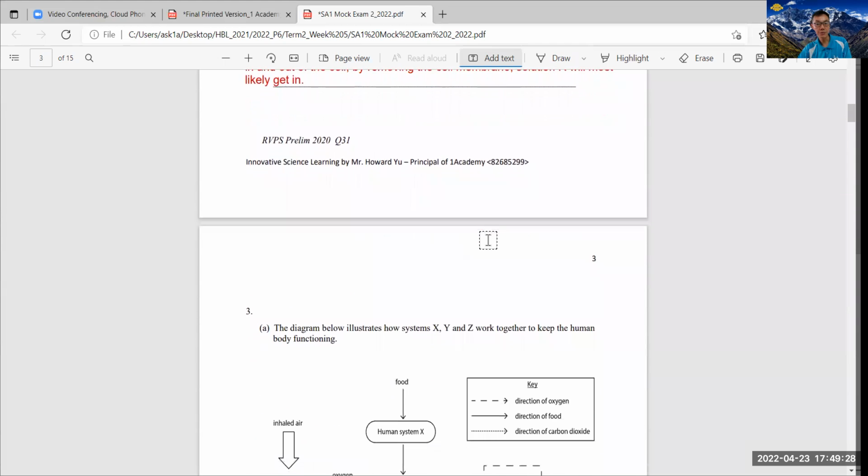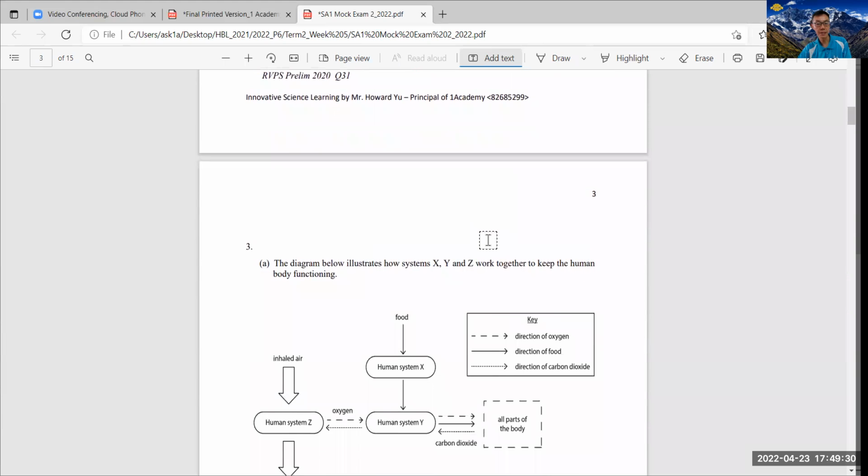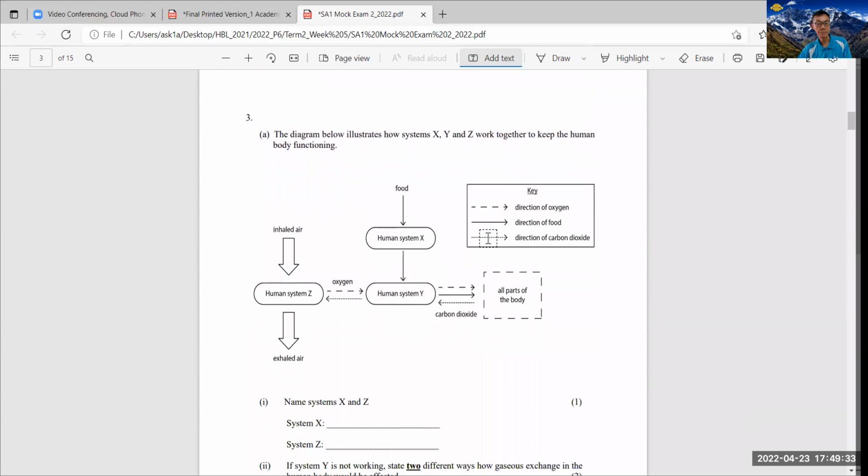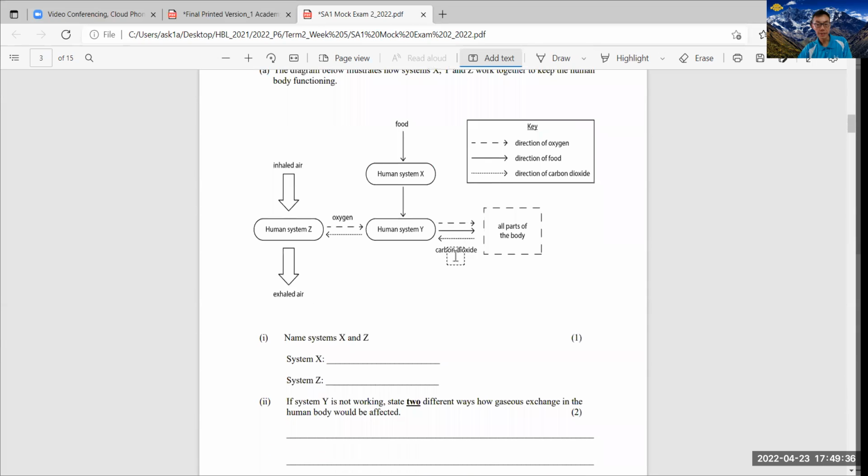Let's continue with the next question on the respiratory and the other systems. Okay, so as you see here, system X is very easy, right? It's a what? Digestive system, isn't it? Agree? So system X is the digestive. And system Z, you can see this inhale air, right? So it already gives you a hint, something to do with taking in air. So which system is responsible? That would be the respiratory system.